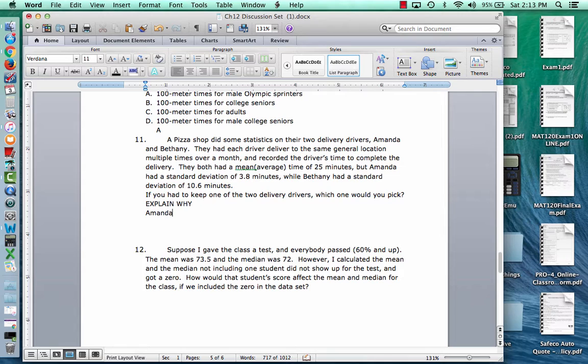I would pick Amanda because her standard deviation is 3.8 minutes, which means most of her times are within 3.8 minutes of 25 minutes, and that makes her more consistent.